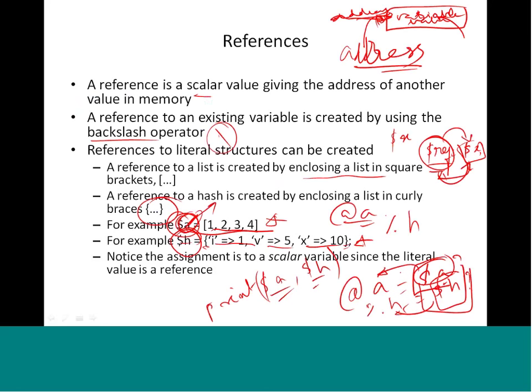Then the two main things we talked about were referencing a scalar and dereferencing a scalar. Referencing a scalar value is to reference its address in memory, and the way to do it is by using the backslash operator. For lists, we simply use square brackets, and for a hash, we use curly braces to create a reference. All these references were created as scalars and not as the arrays or hashes themselves. So these are all no-nos that we saw. Only the dollar is allowed.